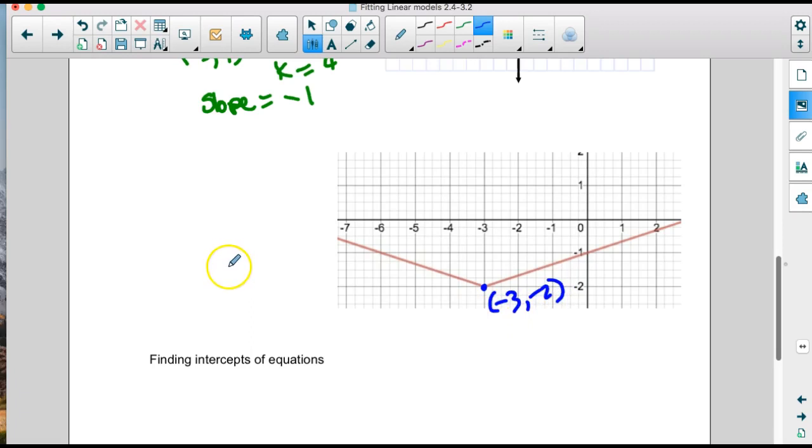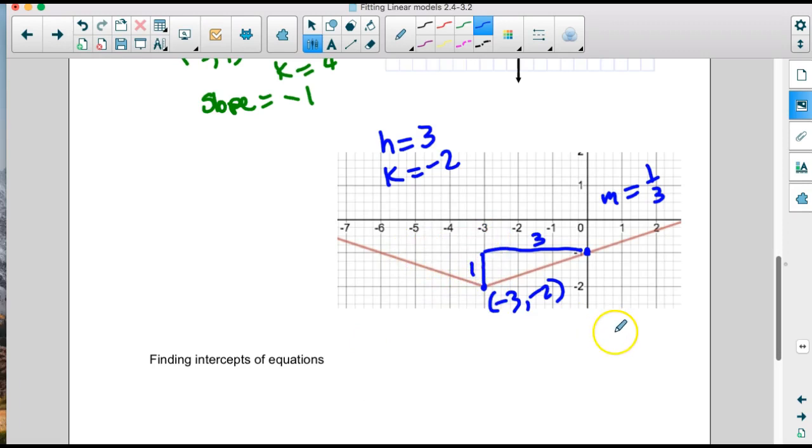Alright, so that means that our h is going to be positive 3 and our k is going to be negative 2 because it's the opposite in the function. And our slope here, well, let's look at it this way. So it goes 1. So it rises 1. So here's another point on the graph right here that we can count to. So this would go up 1 and over 3. So that means my slope is 1 over 3. It's going up, so it's positive. If it was going this way, then it would be negative.